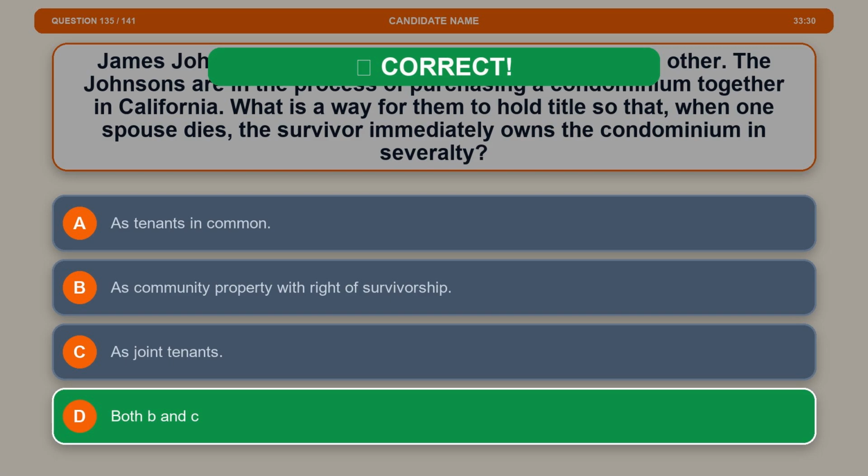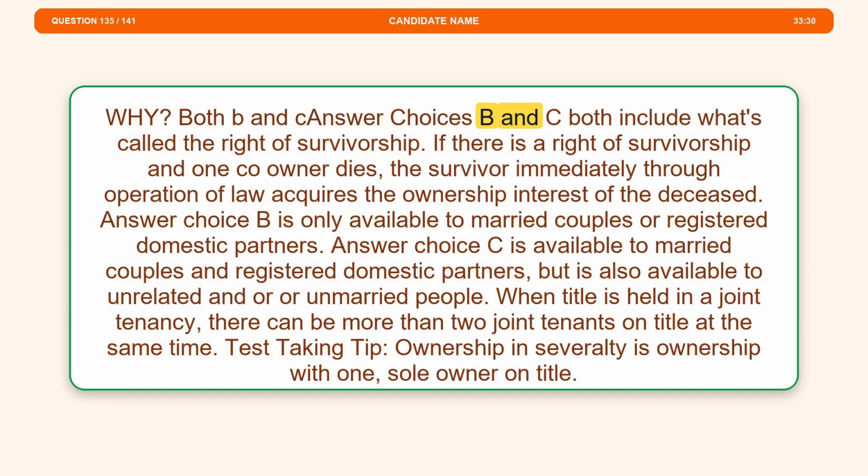The correct answer is option D, both B and C. Answer choices B and C both include what's called the right of survivorship. If there's a right of survivorship and one co-owner dies, the survivor immediately, through operation of law, acquires the ownership interest of the deceased. Answer choice B is only available to married couples or registered domestic partners. Answer choice C is available to married couples and registered domestic partners, but is also available to unrelated or unmarried people. When title is held in a joint tenancy, there can be more than two joint tenants on title at the same time. Test-taking tip. Ownership in severalty is ownership with one sole owner on title.